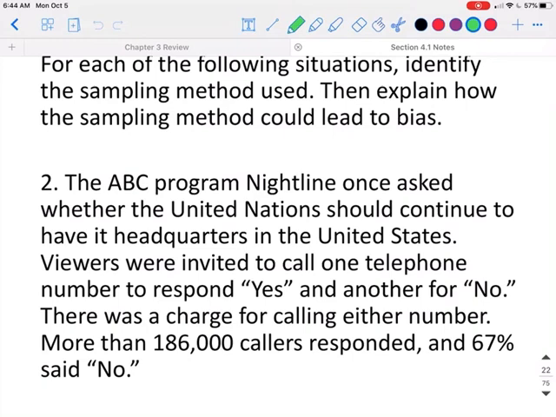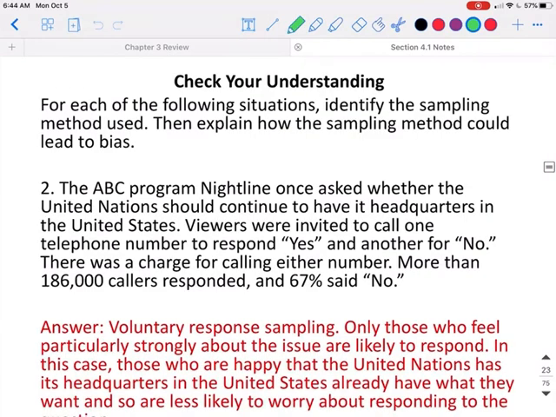Only those who feel particularly strong about the issue are likely to respond, especially since they are going to be charged for their call. In this case, those who are happy that the United Nations has its headquarters in the United States already have what they want, so they are less likely to respond to the question.